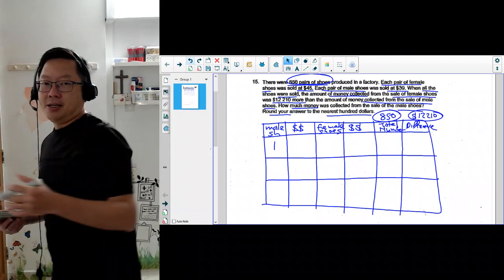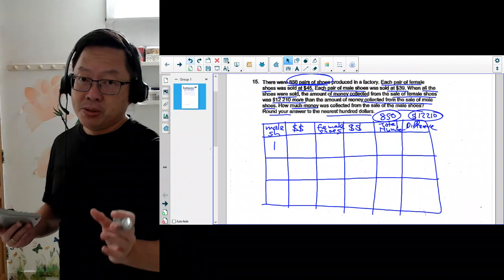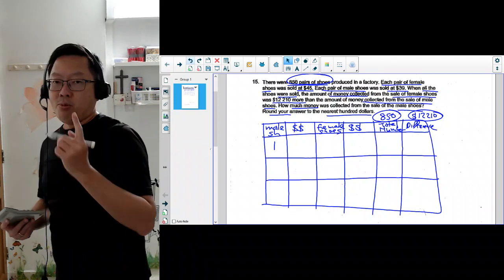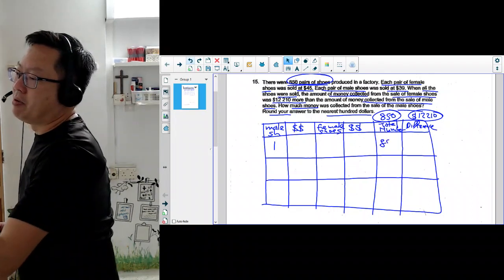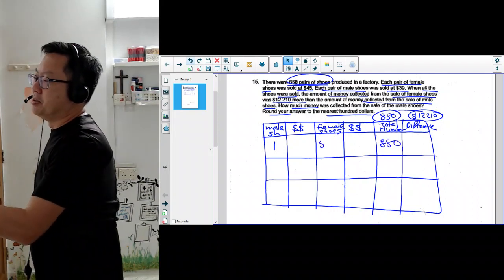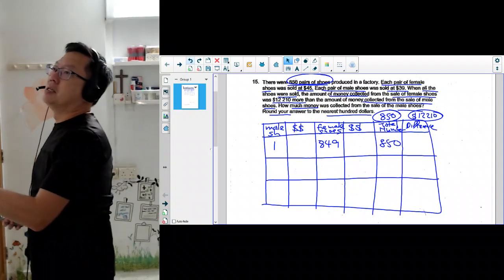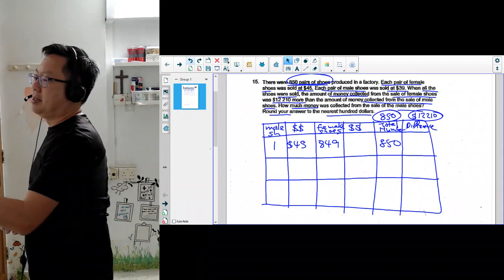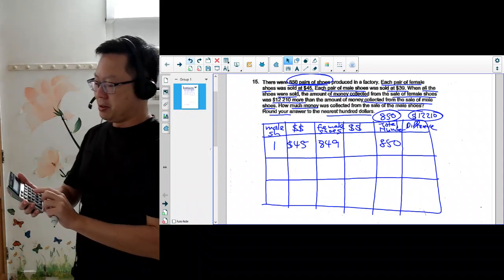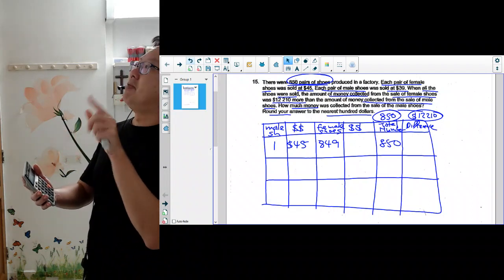So the concept is this, all right? The concept is when you think that there are more female shoes, then you have one for the opposite, for the male shoes. So there are 850 shoes altogether, then the female shoes must be 849. Okay, so how much is one male shoe? So one male pair of shoes is $45, and 849 pairs of female shoes will be 849 times $45 each.